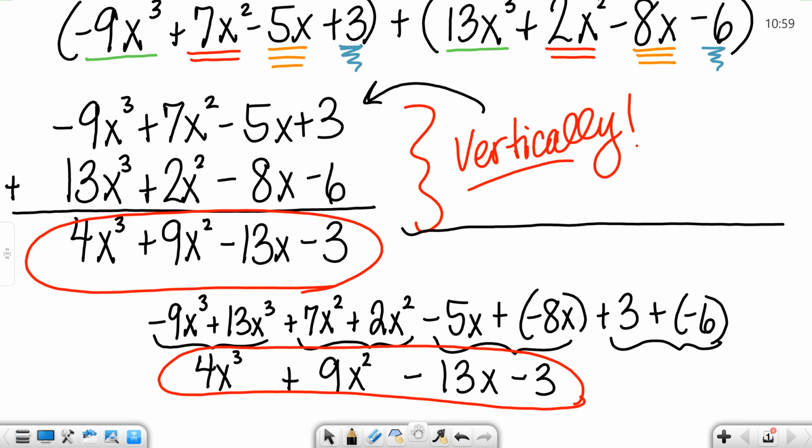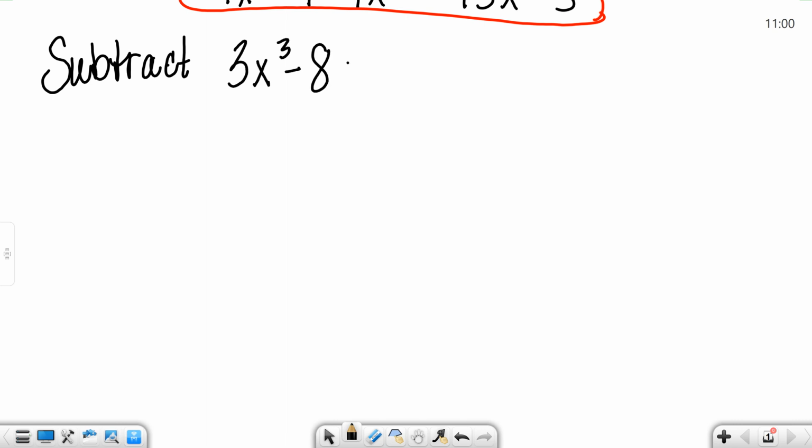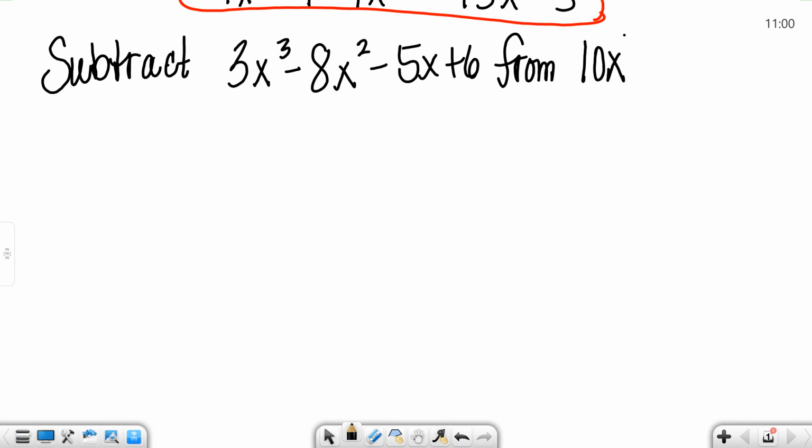One last little idea that I want to show you is if we are subtracting, sometimes that's where it gets a little crazy. In my math lab, they're going to give you some problems that look something like this. They're going to say subtract, and then they will list for you a polynomial. And they will say subtract it from, and then they'll list another polynomial. There are our two polynomials.